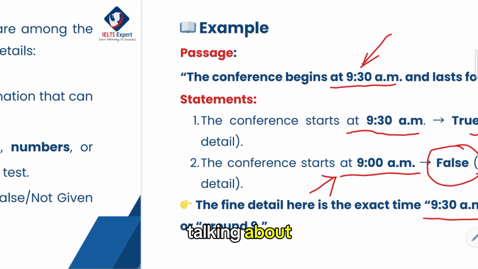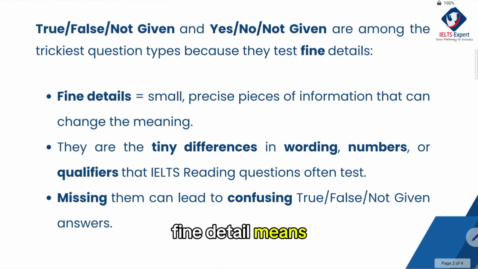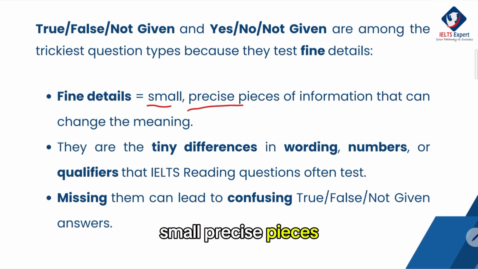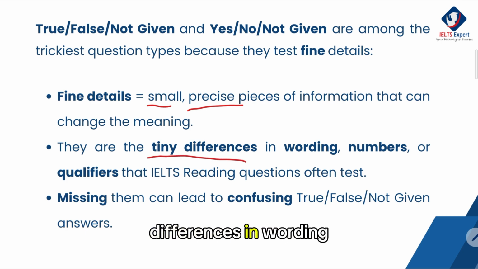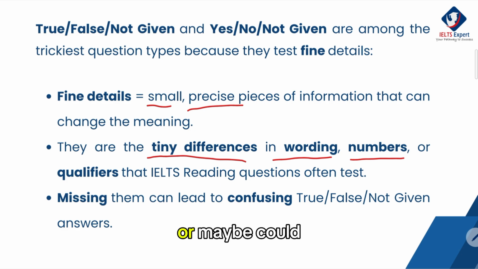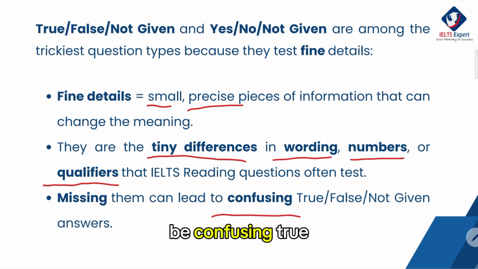What I'm talking about is that fine detail means small, precise pieces of information, the accurate information, and these details can change the meaning of the sentence. These tiny differences in wording or in numbers, or maybe qualifiers, can change the meaning. If you're missing these tiny differences, then you will be confusing true false not given answers.